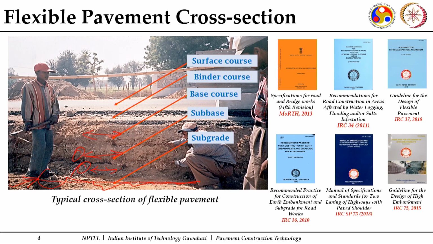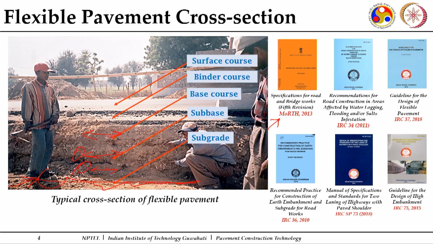Some of them are listed here on the right hand side. One is this orange book, which is from the Ministry of Road Transport and Highways, the specification for road and bridge works. We call it the orange book. It is a very important book which refers to various sections having information related to the construction of road and bridges.